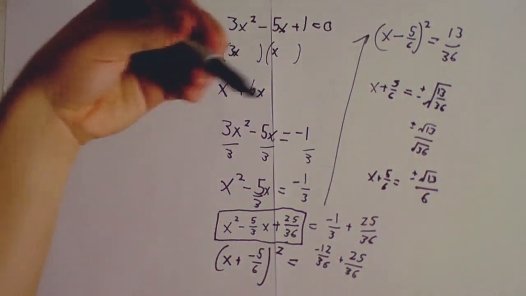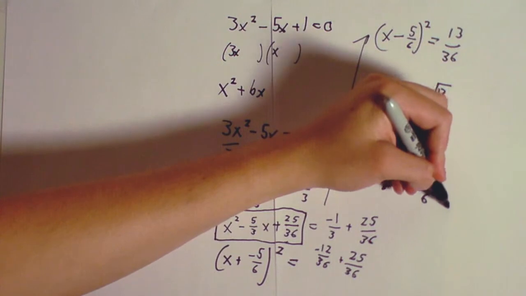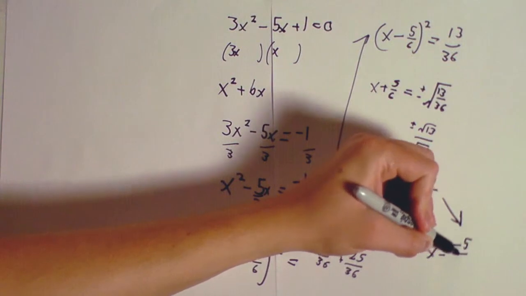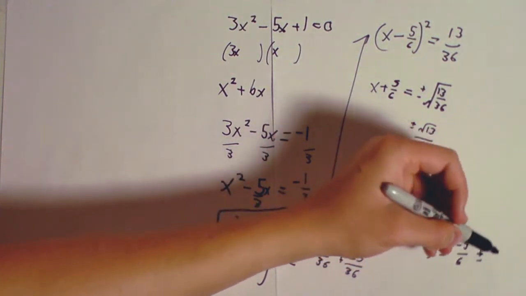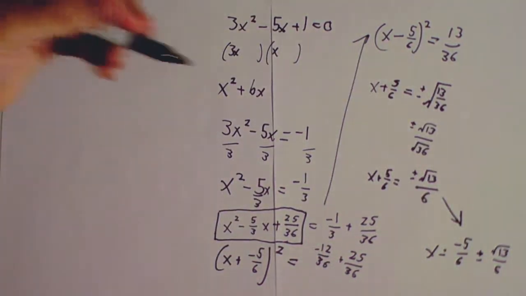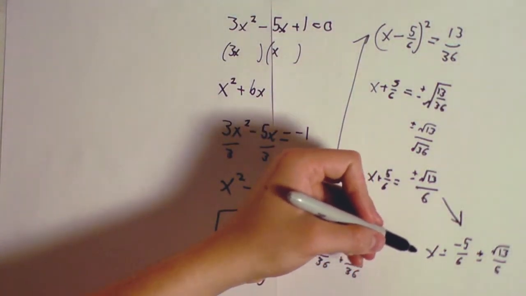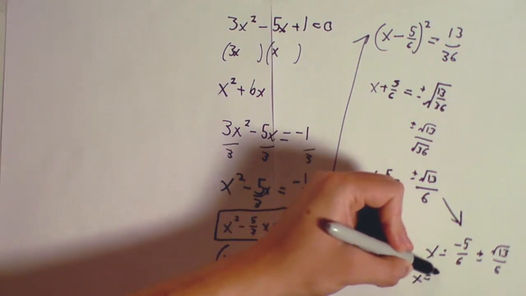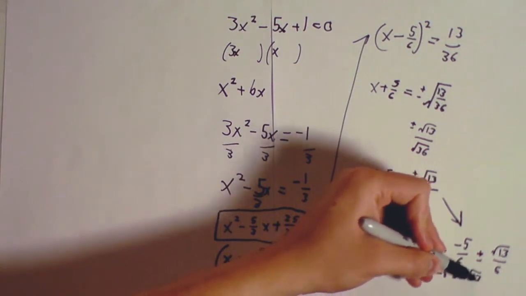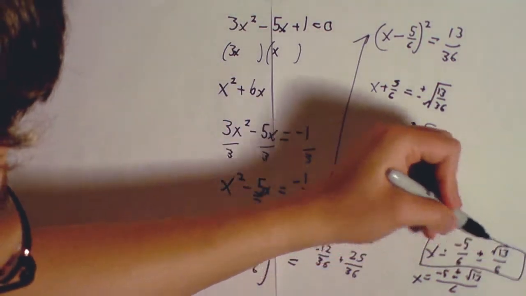Now to solve for x, all we have to do is subtract 5 over 6 from both sides. Let's go ahead and do that right here. x equals negative 5 over 6 plus or minus the square root of 13 over 6. And look, these all have the same denominator already. Isn't that convenient? It turns out it'll always be like that. And so we can rewrite our final solution as x equals negative 5 plus or minus the square root of 13 over 6. Let me write that a little bit bigger by just taking this thing and moving it over to here.